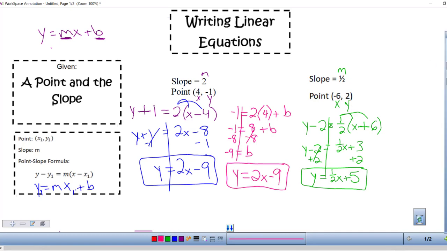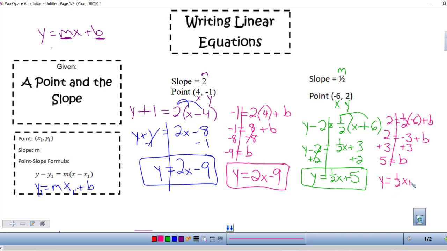Okay, I'm going to go ahead and do the other method, the same problem. Y equals mx plus b. Y is 2 equals m times x plus b. We don't know b, so we're trying to find it. 1/2 times -6 is -3. The opposite of -3 is +3. So we get 5 equals b. And then our final answer would be to plug that b into y equals mx plus b. Our m is 1/2, b is 5.